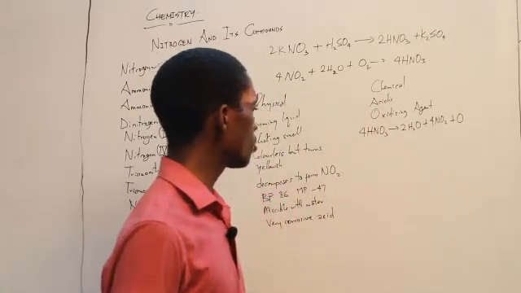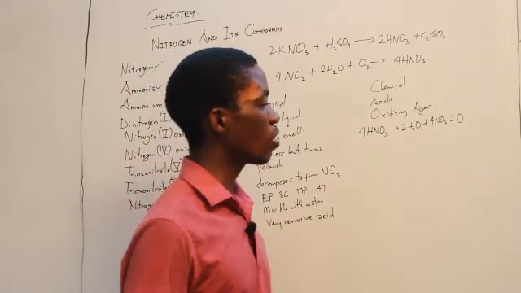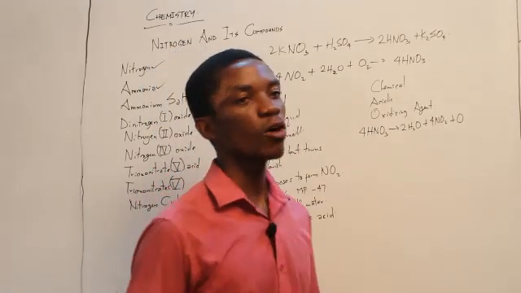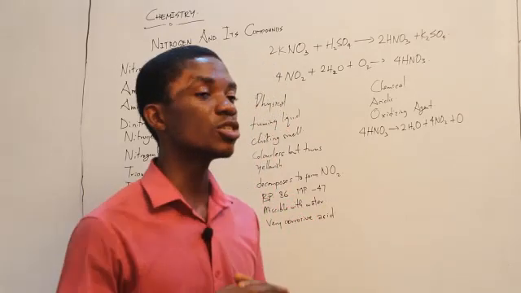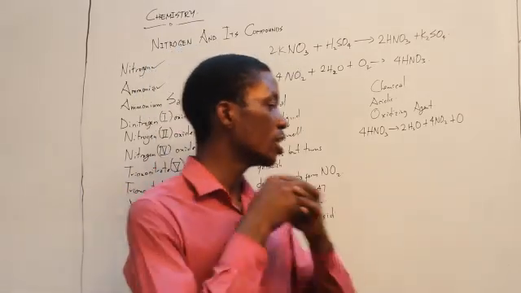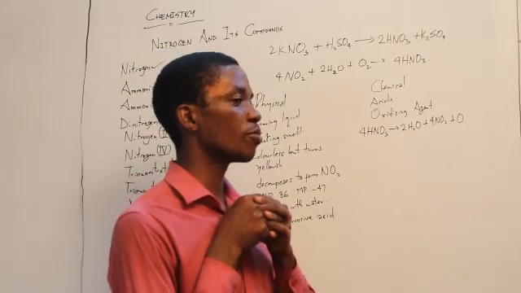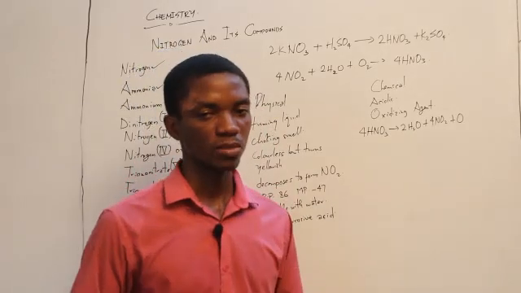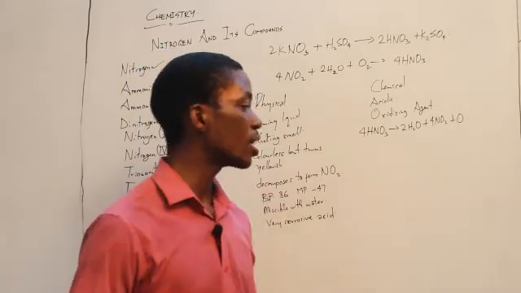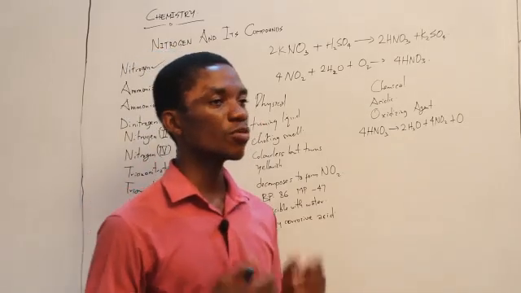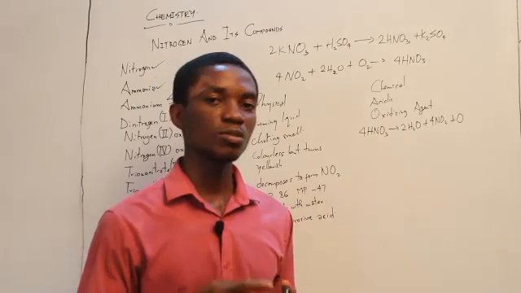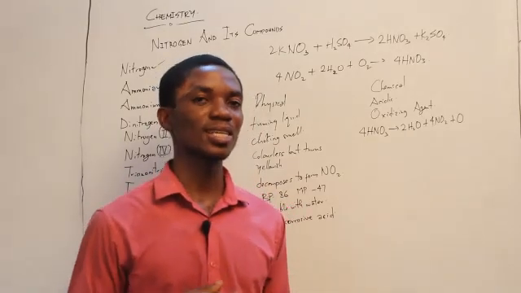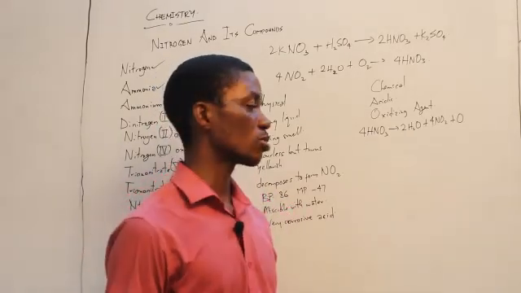Alright, what are the uses of the trioxonitrate 5 acid? It is used as an oxidizing agent. It is used as a fuel in rockets. It is also used as a solvent for cleaning and purifying gold and platinum. It's mixed with hydrochloric acid at certain proportions for this particular task.